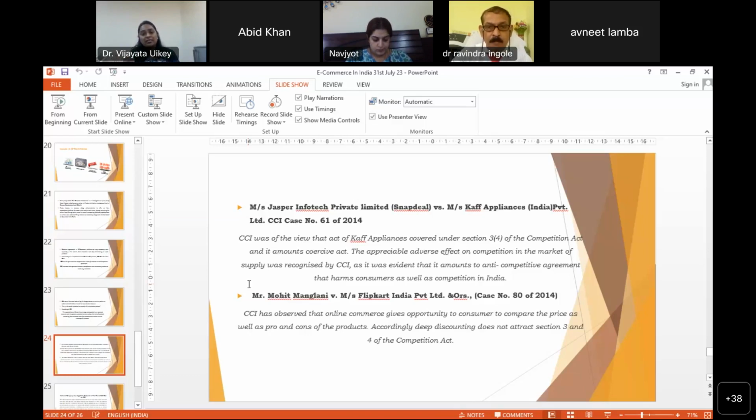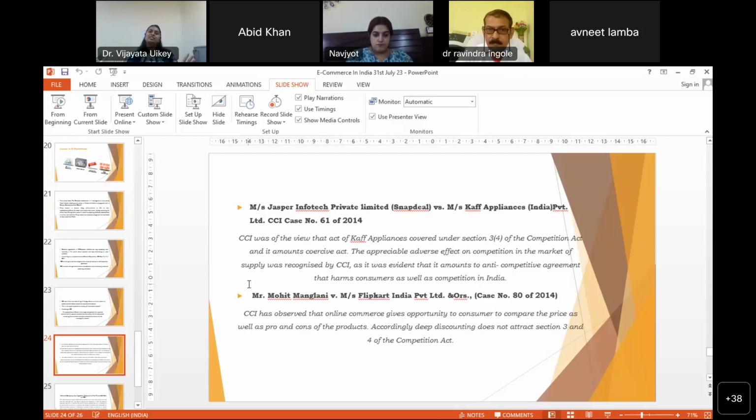CCI was of the view that the act of Calf Appliances is covered under section 3 subsection 4 of the Competition Act, and it amounts to a coercive act. The appreciable adverse effect on the competition in the market of the supply was recognized by the CCI, and as it was evident that it amounts to an anti-competitive agreement that harms the consumer as well as the competition in India.